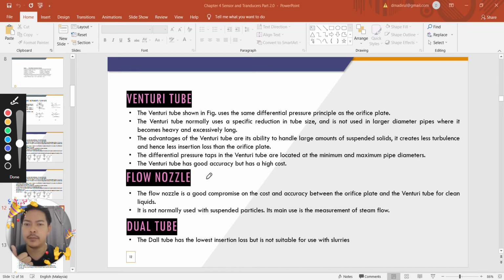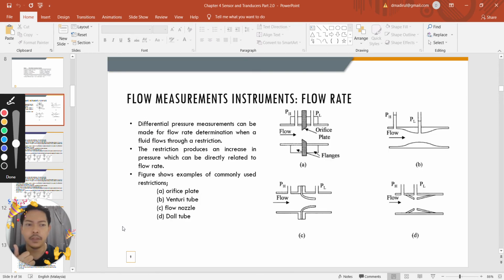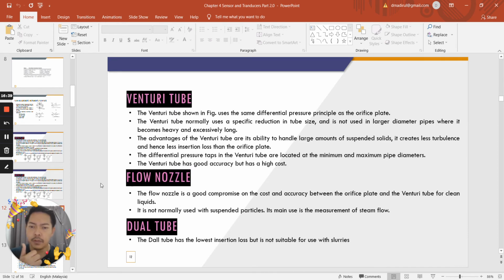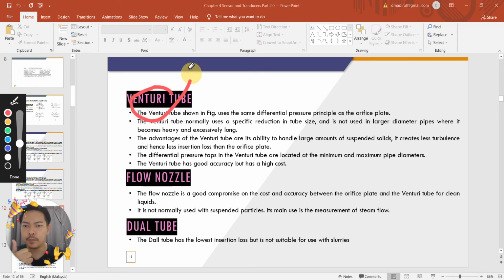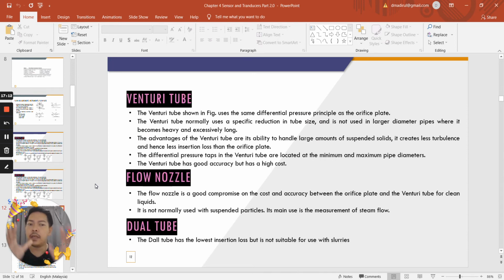For the flow nozzle, this previous one, I am talking about this, the flow nozzle is a good compromise on cost and accuracy. So it has the best balance. The cost is quite minimum, but yet it still has accuracy between the orifice plate and the venturi tube for clean liquid. Compared to venturi tube and orifice plate, the flow nozzle is actually a good compromise between them. It can give you good accuracy, but at the same time the cost is quite minimum.